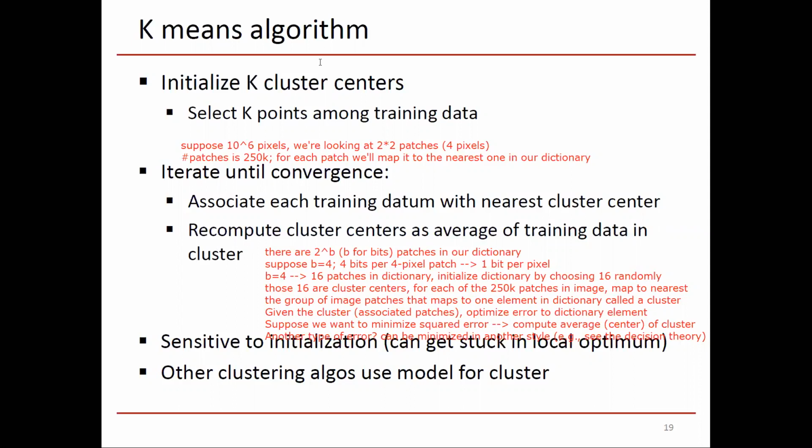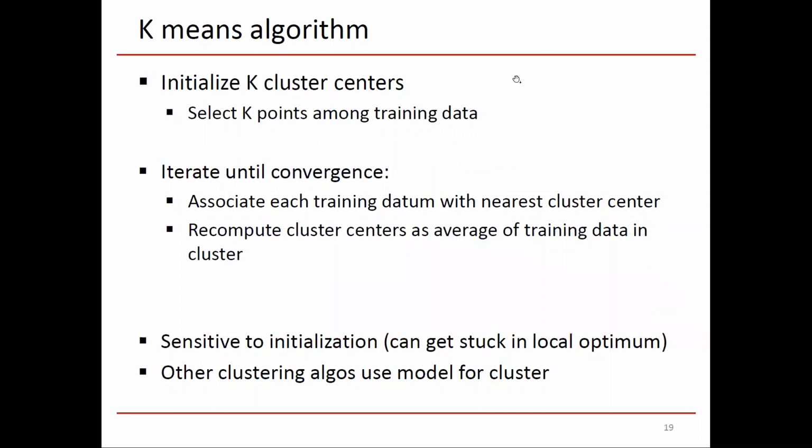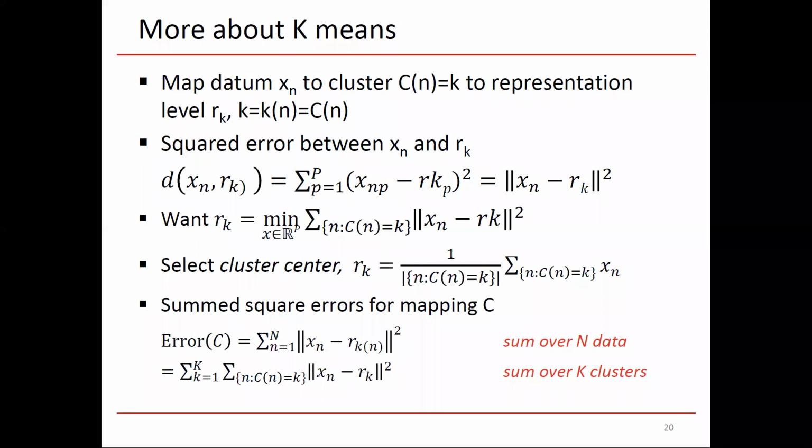All right, so let's move to the next slide and a bit more about k-means. We're going to map the data point, the datum, xn, index number n, to a cluster C of n. For each n, C of n is going to map us to some k, and k will be an index for a representational level, again, a dictionary element. So we have 16 possible k's in our example. We have 250,000 possible n's, and k is going to be a function of n, k of n, which is also denoted by C of n, cluster of n.